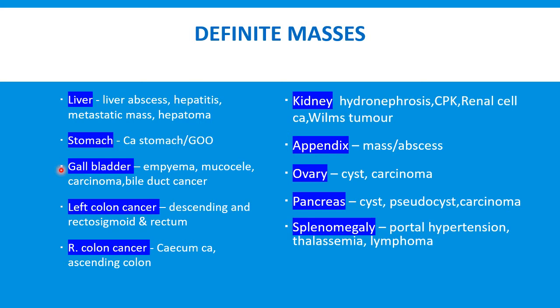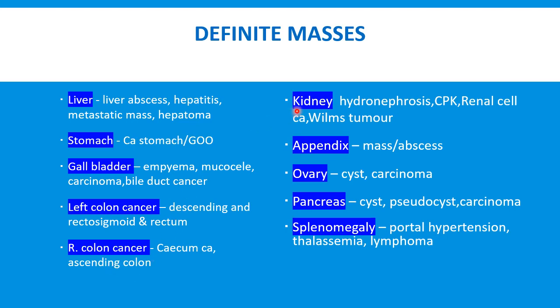Gallbladder, the masses arising from the gallbladder may be due to empyema, in which case it would be tender, mucocele, carcinoma of the gallbladder, and the various bile duct cancers. Left colon, on the left side of the abdomen, arising from the descending colon, rectosigmoid and rectum. The most common causes of masses from this region will be carcinoma of the colon and diverticular masses, diverticulitis leading to diverticular masses. The right colon, the right iliac fossa region, is mainly due to appendicular mass, cecal mass, and mass of the ascending colon.